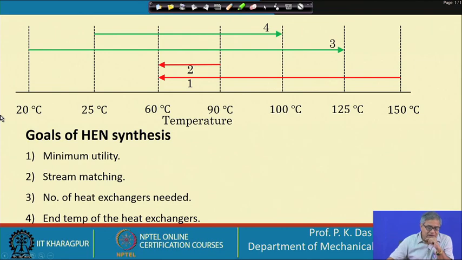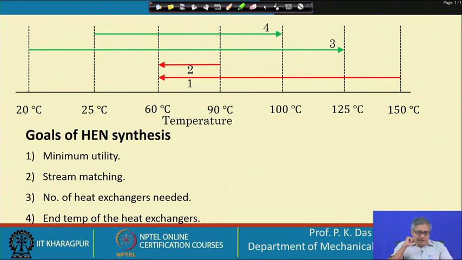In some of the temperature intervals, we can see that at each temperature either a fluid stream's initial temperature or final temperature is there. Those are strategic temperature points of the heat exchanger network: 20 degrees Celsius, 25, 60, 90, 100, 125 and 150 degrees Celsius. They become important in the heat exchanger network.